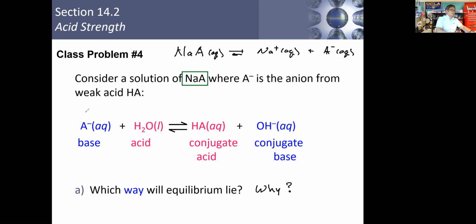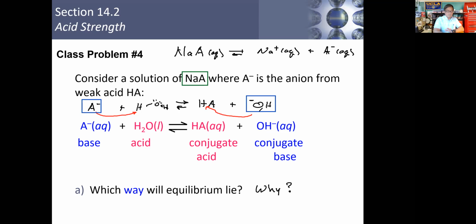What we have to do here is compare this base with this base. The question then is, which one does a better job of removing the hydrogen? Is it the anion going in and removing that hydrogen from water, or is it the hydroxide ion going in and removing that hydrogen? Whichever one is the better base, whichever does the better job of removing that hydrogen, that's the direction the reaction is going to shift.